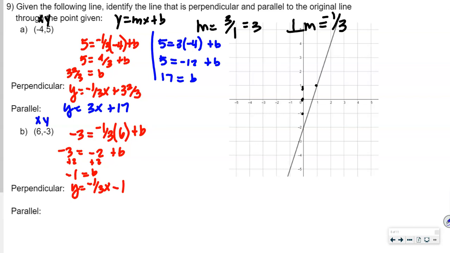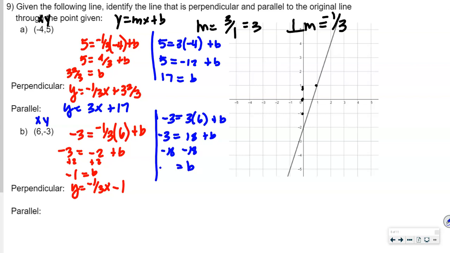Okay, now we're going to do our other one again. So here again we're saying negative 3 equals 3 times 6 plus b, right? So that's negative 3 equals 18 plus b. So we are going to subtract 18 from both sides. So b is equal to negative 21. So we're going to plug in again our slope, y equals 3x minus 21.